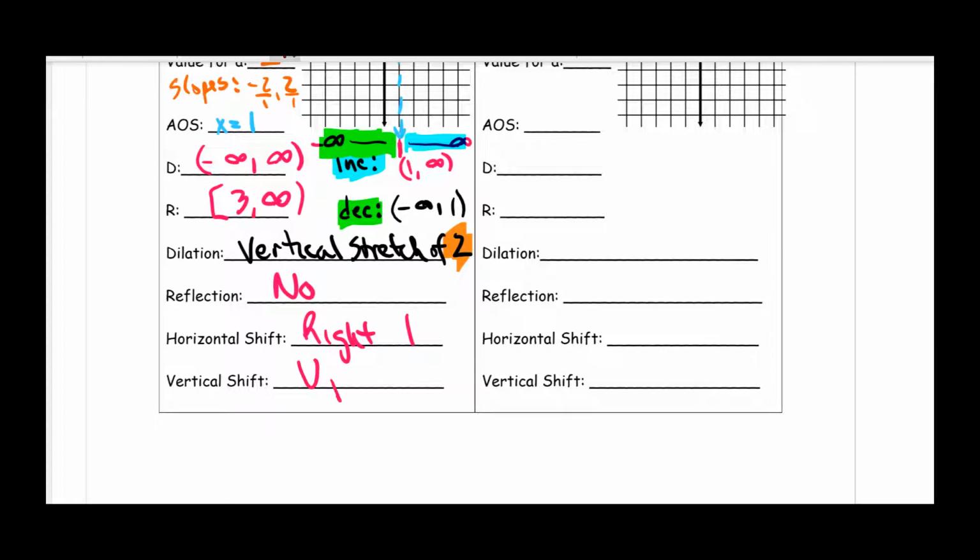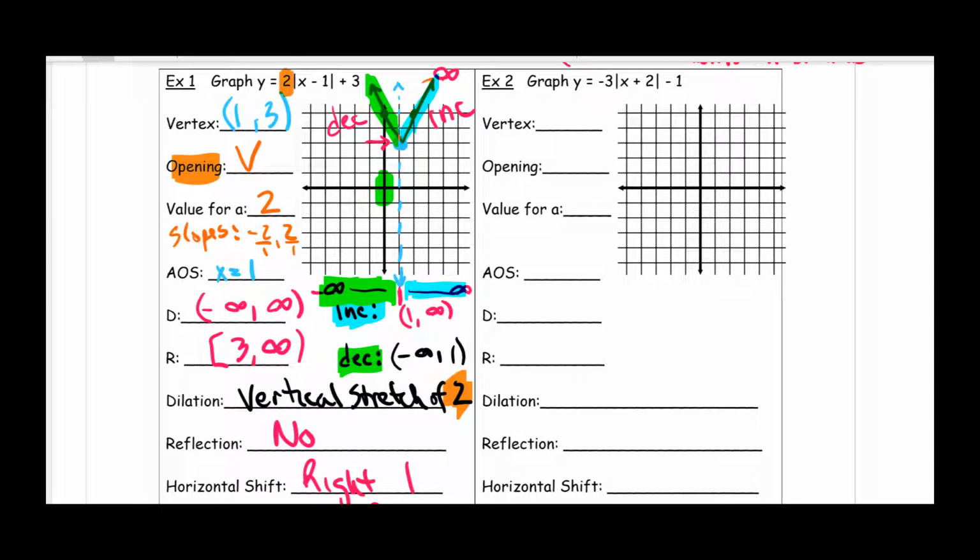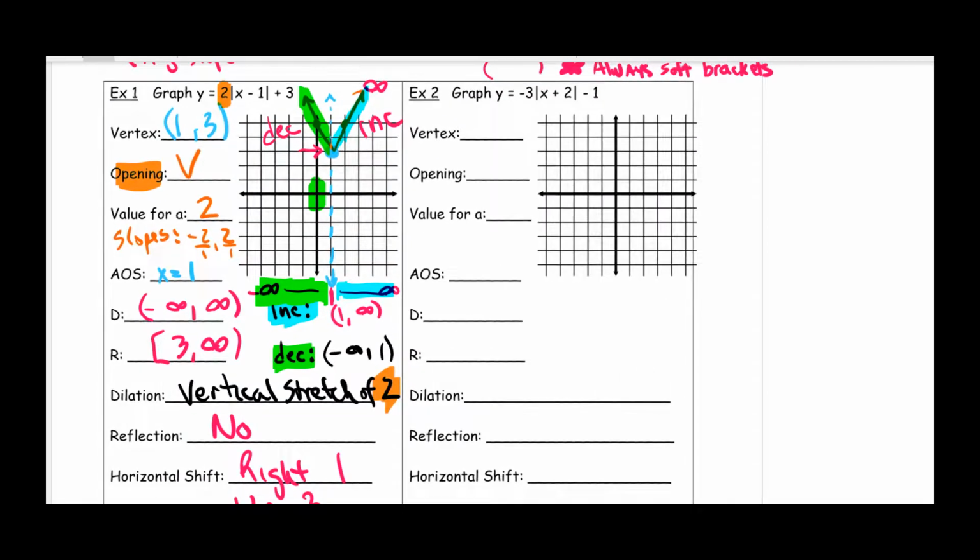And so you have to use the words up and then how many units? Up 3. So when you talk about the horizontal and vertical shift, you have to use the words left, right, up, and down. All right, so that's a little bit about example number 1. Now, if you think you got it and you say, I can graph this, then pause the video and go ahead and do example number 2 completely on your own. All right, and we'll come back when you're ready.